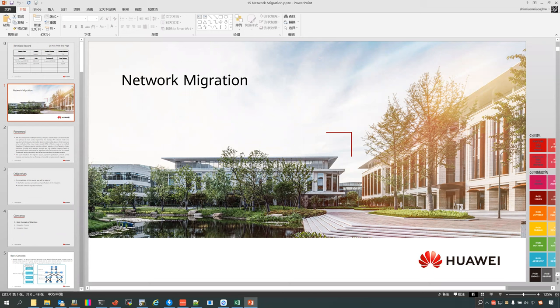But some people who attend this training may be students. They don't have any experience of the real working life of a network engineer. But for a network engineer, network migration is something you must experience after graduating and starting work. So I think it is necessary for them to know what network migration is, what we will do in it, and what the proper procedure for network migration is.